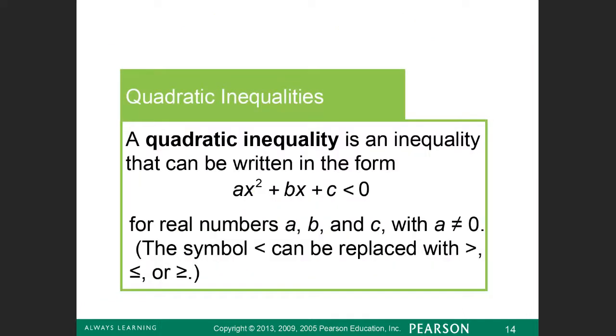Okay, so let's go to quadratic inequalities. We learned about quadratic equations before, but instead of an equal sign, we now have an inequality. It could be greater than, less than, less than or equal to, or greater than or equal to. Those are the symbols that replace our equal sign before. And we still have the same format: ax squared plus bx plus c in this case.